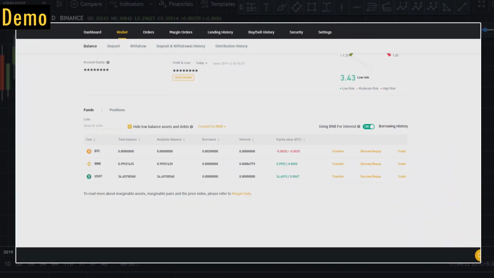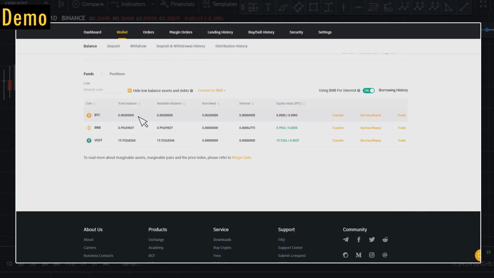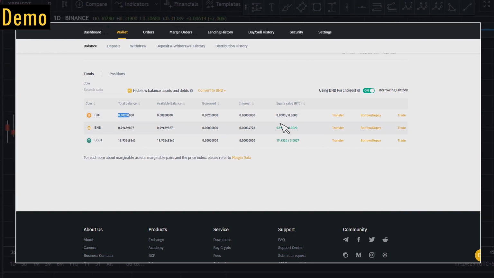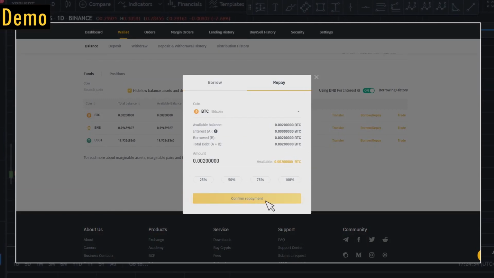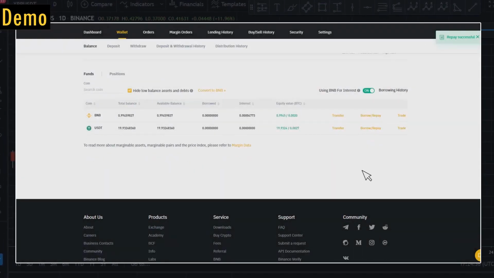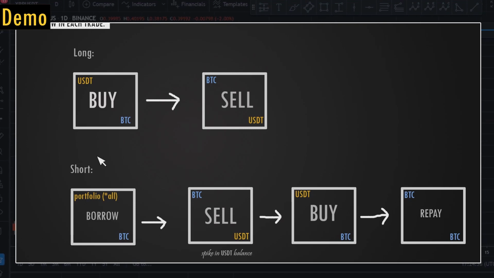Now let's go back to our wallet, hit refresh. Okay, now you have purchased BTC. Just click on borrow and repay and go to the repay tab and repay the debt. So that's how you do a long trade and short trade.